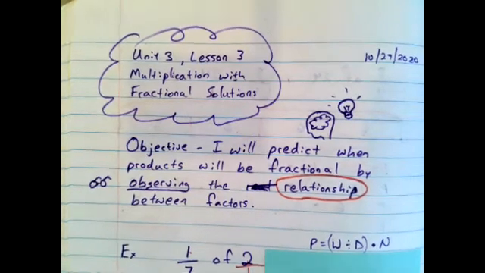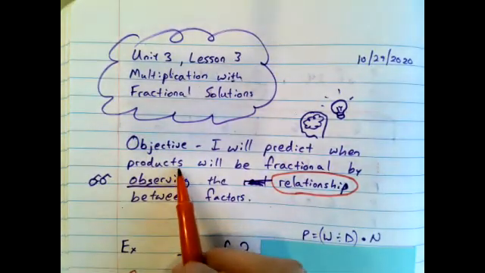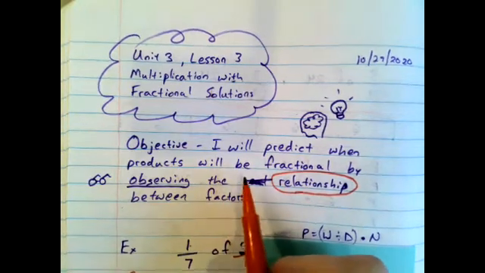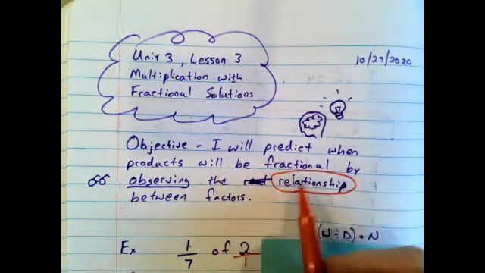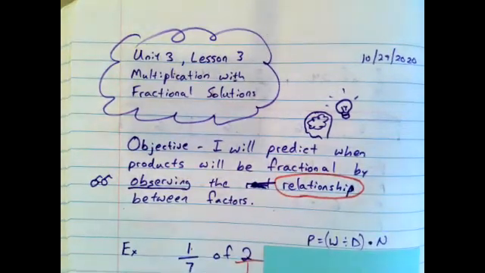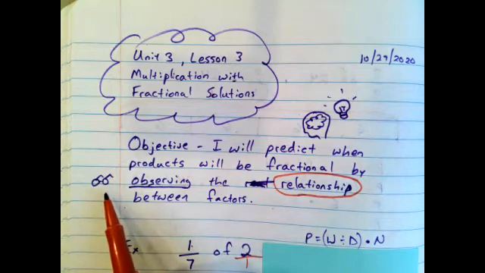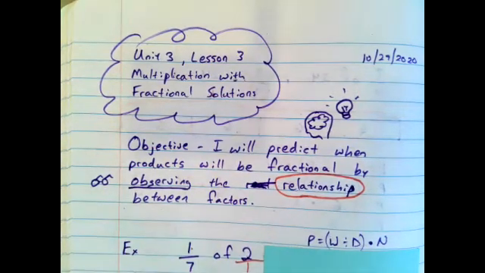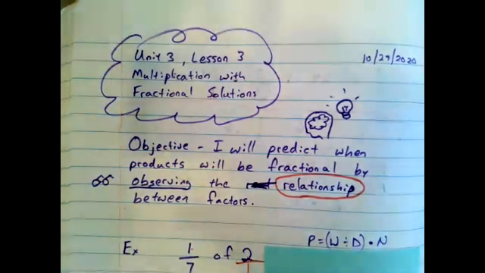So let's break it down a little bit. In our last lesson, we talked about products being the answer to multiplication problems. And fractional meaning less than 1. And for observing, we're going to be using our note-taking symbol of glasses because we have to actually look at and analyze why the relationship can determine the answer. All right, let's scoot on down.